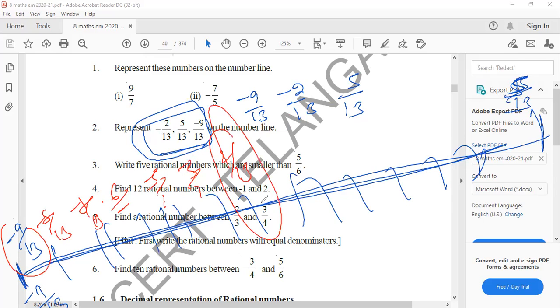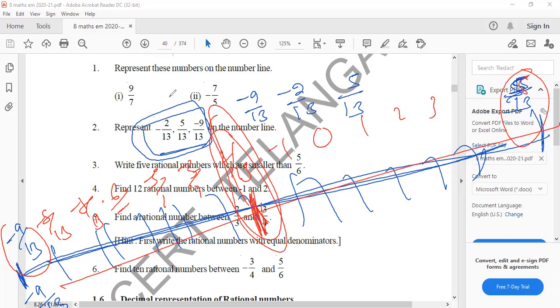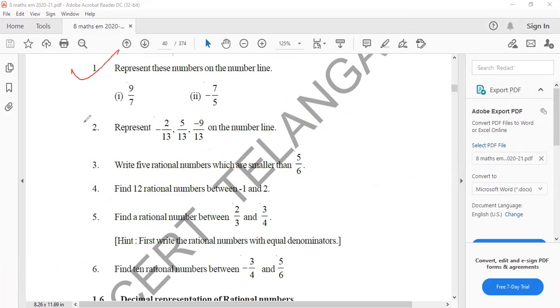You can tick this out. Tick it here. Like this, after minus 2 comes minus 1, 0, 1, 2, 3, 4, 5. This is where 5 by 13 will come. Totally you make 13 equal parts. Because all denominators are the same, you can do it like this, simple. Clear? Okay.